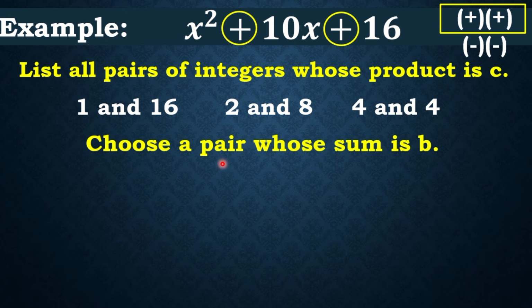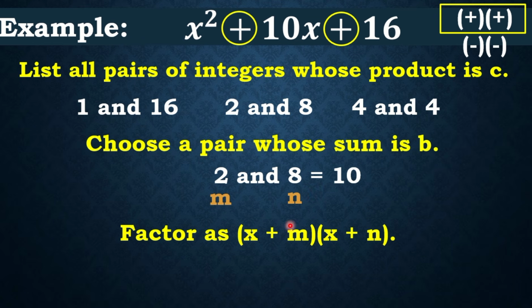Next, choose a pair whose sum is b. So, alin dito, kagaya nga ng sabi ko kanina, 'di ba? Dapat ang factors niya pag minultiply natin, yung c ang magiging result. Pag inadd mo naman, yung middle term ang magiging result. So, alin dito yung kapag inadd natin ay ang magiging result ay 10. Okay? So, it's obvious, it's 2 and 8. So, ito ang kukunin natin, si 2 at si 8. Now, ito ngayon ang magsisilbing m natin at ito ang n. Or pwede rin namang n, tas m, kahit naman magbaliktad yan.